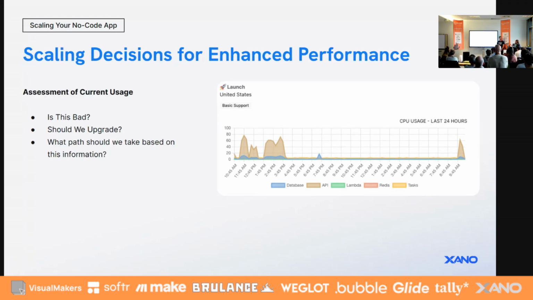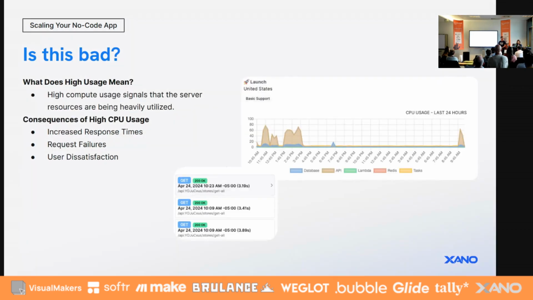Now, when taking a look at this, some things that you may be wondering are: is this bad? Should we go ahead and just upgrade? Or what path should we take based on this information? All right, so what does that high usage mean? Our server resources are being heavily utilized, as we just talked about. This could be a number of things, like increased traffic, higher throughput, or intensive logic, just to name a few. What are the potential consequences if this high usage goes unchecked?